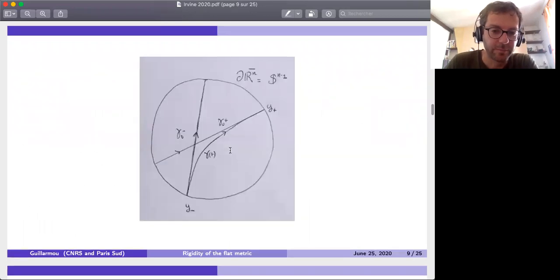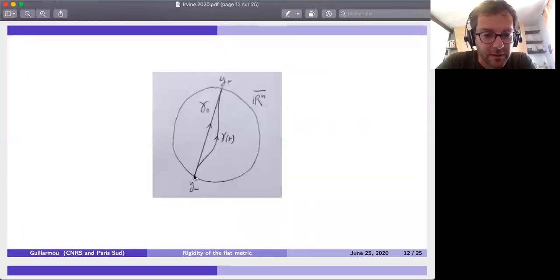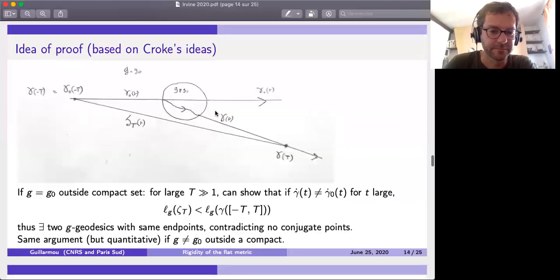But basically it's saying that one has the same scattering map. If I come back to my picture, it says that the gamma 0 minus and the gamma 0 plus are the same line. So let me show it on a picture. Here is a picture. You see, I have gamma 0, the Euclidean line, joining y minus to y plus, the two points at infinity in the compactification. And to have the same scattering, gamma of t must be such that the distance is going to 0 in the past toward this line, and in the future also. But there is possibly a time delay.